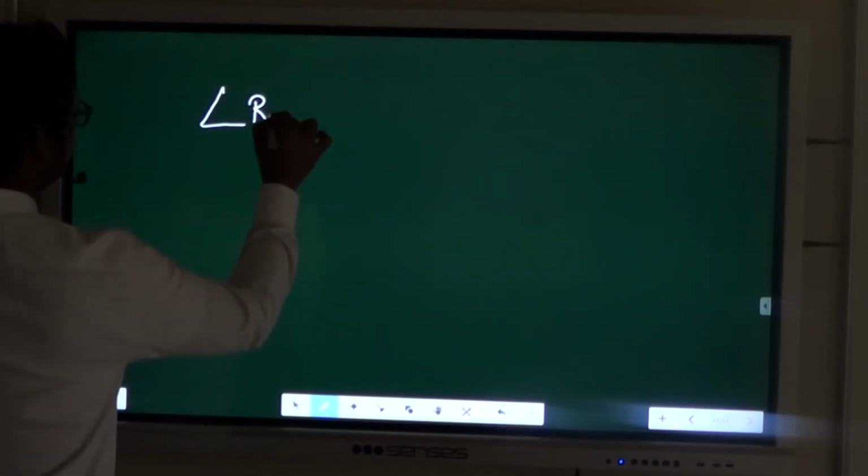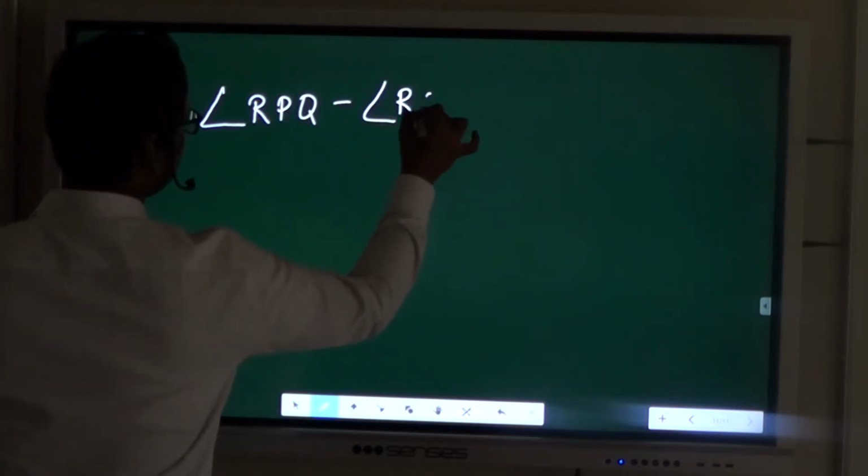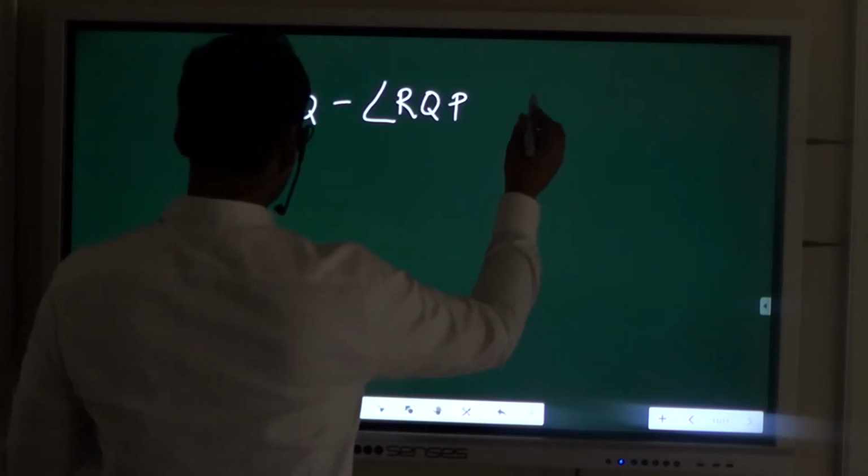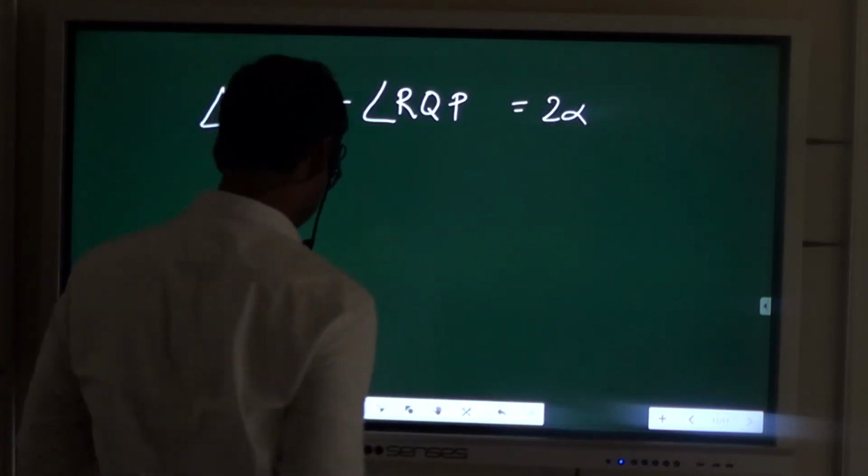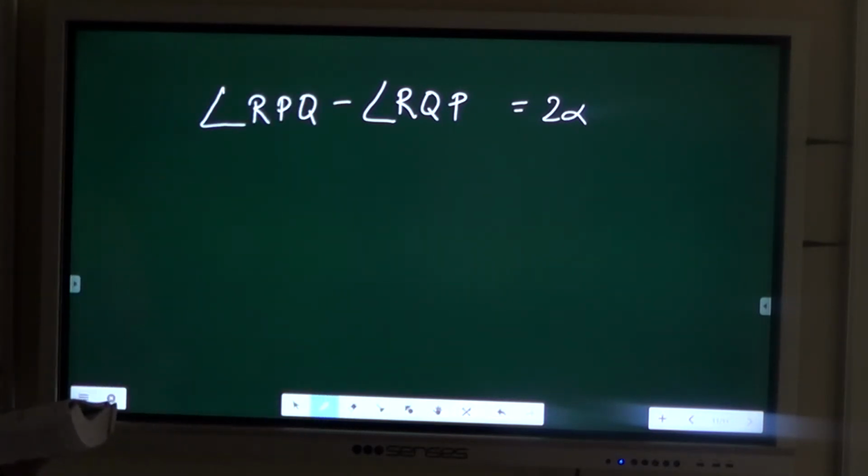2 points P and Q are given. R is a variable point on one side of the line PQ. What is the meaning of variable point? A point which is moving. It's a variable point on one side of the line PQ, such that angle RPQ minus angle RQP is a positive constant alpha.